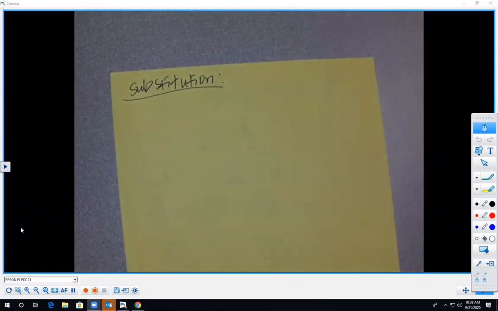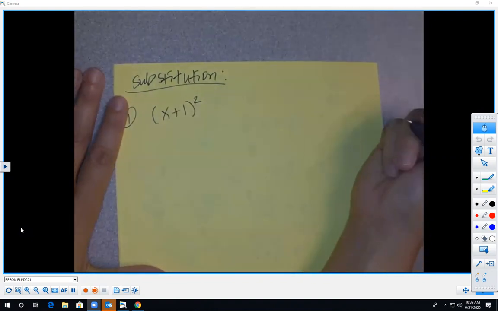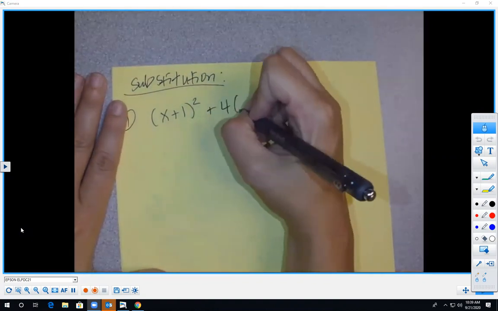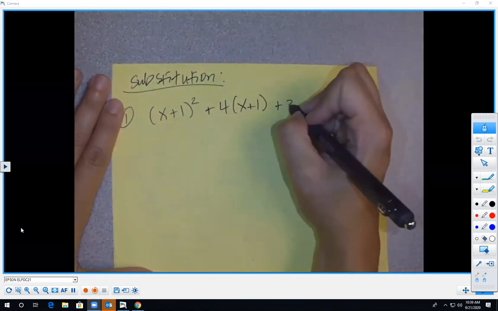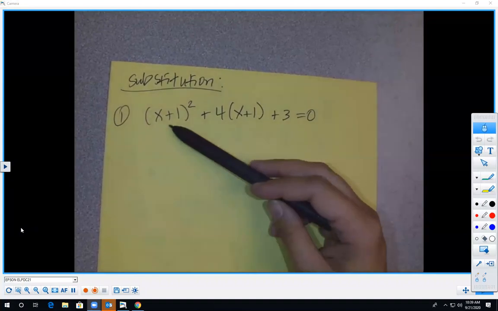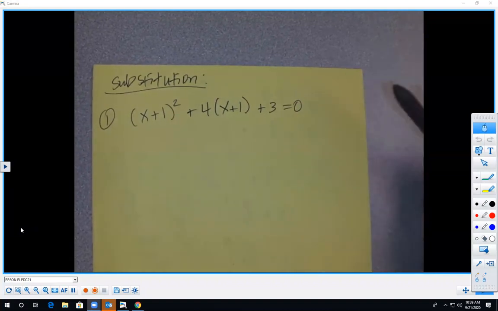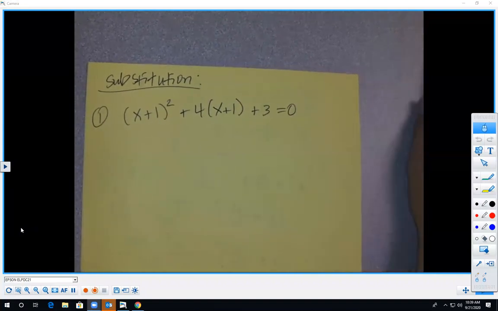Okay, so, sorry, I'm trying to find, here we go. If I had the problem x plus 1 squared plus 4 times x plus 1 plus 3 equals 0. Okay, we could work this problem out. We could do x plus 1 squared. We could distribute the 4. We could then combine like terms, and then we just have a regular quadratic that we could choose to factor, quadratic formula, however you want to solve it.